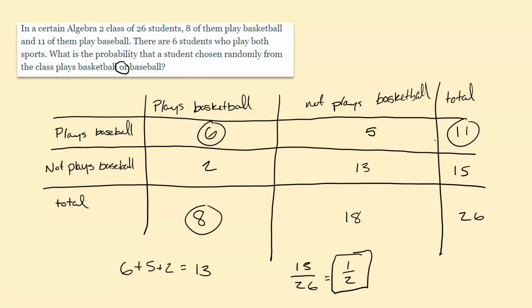So if you do 11 plus 8, you also have to subtract 6. You have to subtract the overlap of counting those 6 kids twice, and then you will get 13. All right, so make sure you do that.